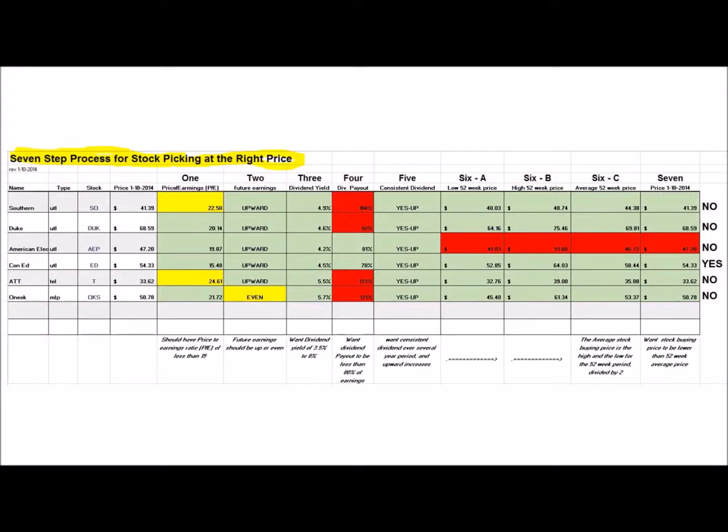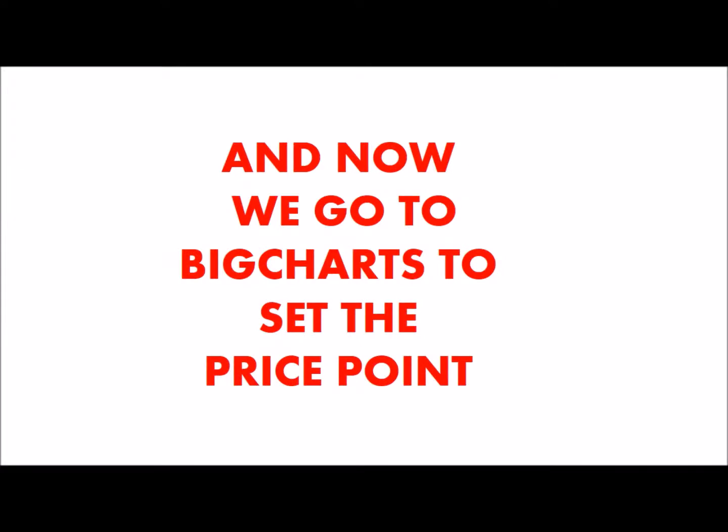And so we're going to look at Consolidated Edison because it looks like it's got our basic general parameters of being a good stock. So now we're going to pick a price. The way we do that is we're going to go to bigcharts.com and find what price point we think we should buy this at.